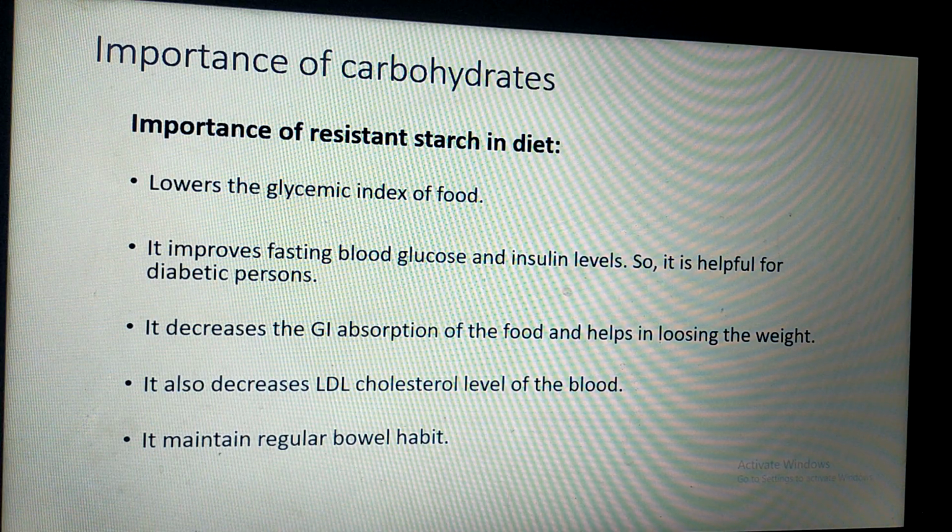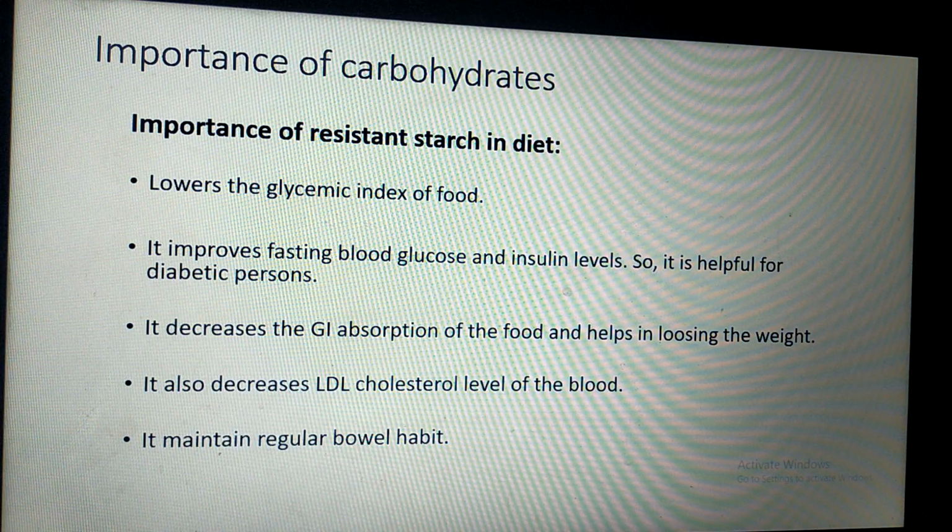Now this lowered glycemic index improves the fasting blood glucose and insulin level, so it is helpful for a diabetic person. Now it is found that when there is sudden increase in the blood glucose level, then insulin secretion also increases. When fasting blood glucose level improves, means decreases, the insulin level also decreases, and this is very helpful in diabetic persons.